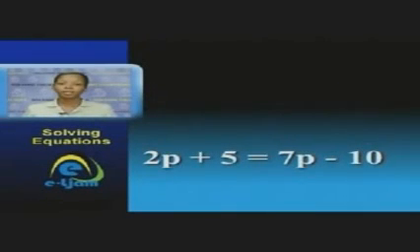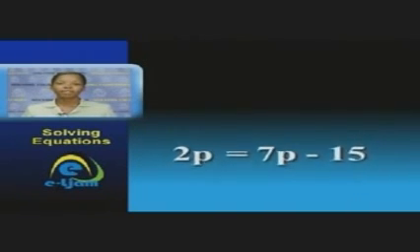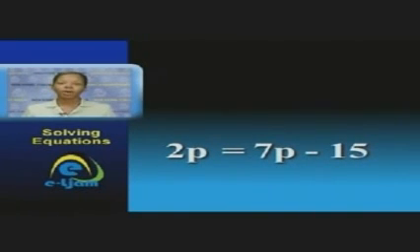If the equation is 2p plus 5 equals 7p minus 10, there are variables and numbers on both sides of the equation. When this occurs, we deal with each side separately. In these cases, you must clearly decide which side is the variable side. In this case, we will deal with the left side first. So first, we subtract 5 from both sides. We now have 2p equals 7p minus 15, which means the left-hand side only has variable terms.